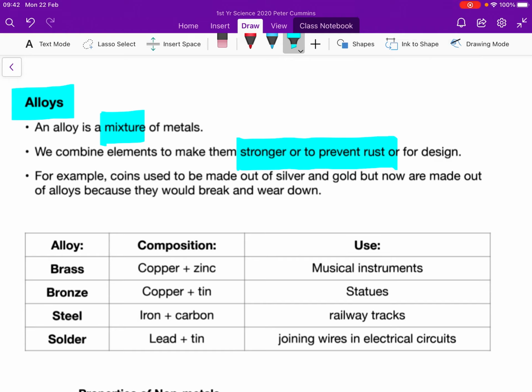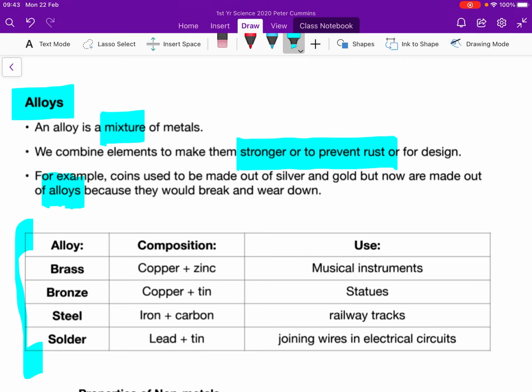So we used to have coins made out of things like silver and gold, but we make them of alloys now because they last longer, and they won't break down and tarnish and go all dull on us. That's why your €2 coin is an alloy. Your €1 coin is an alloy, as opposed to being one metal by itself. We need to remember 3 of these here. Okay, so we have 3 different alloys.